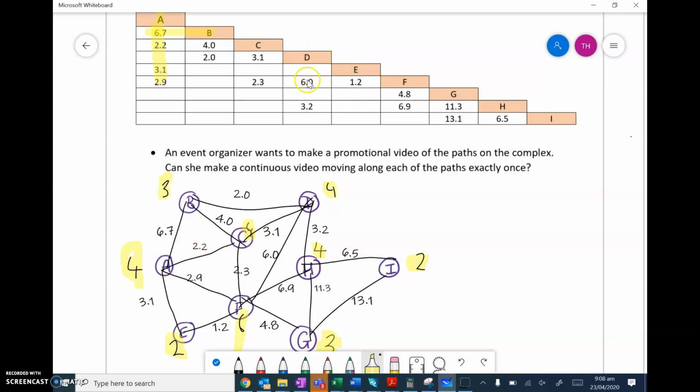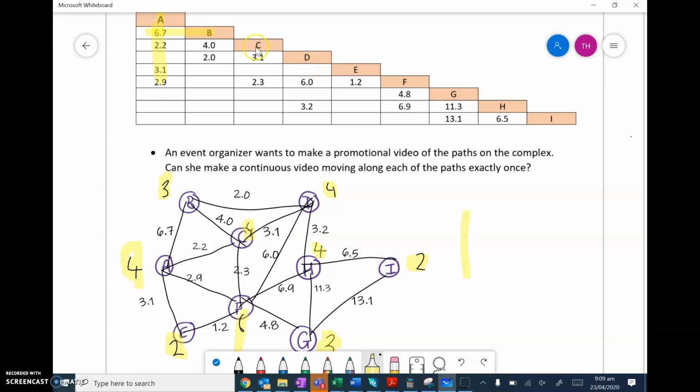Then D, go across to F. D to F is 6.0. So put that on. The most important thing in this first question is not those distances, but the links. So in the first question, it's the links. Once I've done all those lines, if there's a blank, there's no connection between the two.